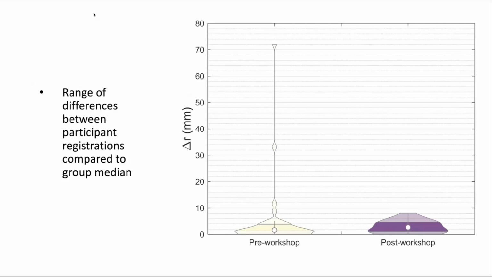This is a similar plot that we're looking at, but instead of comparing it to a gold standard, these are compared to a group median. And so you can see, again, there was an increase in group similarity after the workshop was completed, decreasing those outliers. The range was over 7 centimeters pre-workshop, and then post-workshop again all within 1 centimeter.